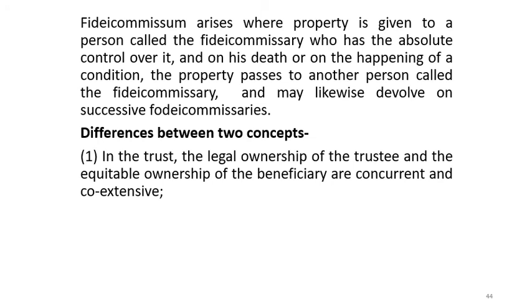Again the child dies after 50 or 70 years. Then it should go to the eldest son of his father. It devolves, keeps on going. But the thing is, once the father dies, the property devolves to the son. But he can't sell, he can't dispose of the property. He can use the property as an absolute owner. That's why absolute control of the property is given to the fideicommissary.